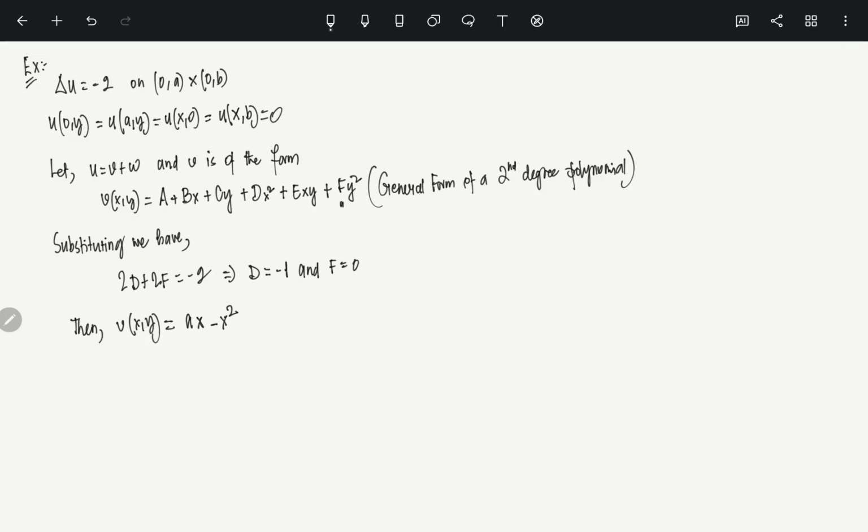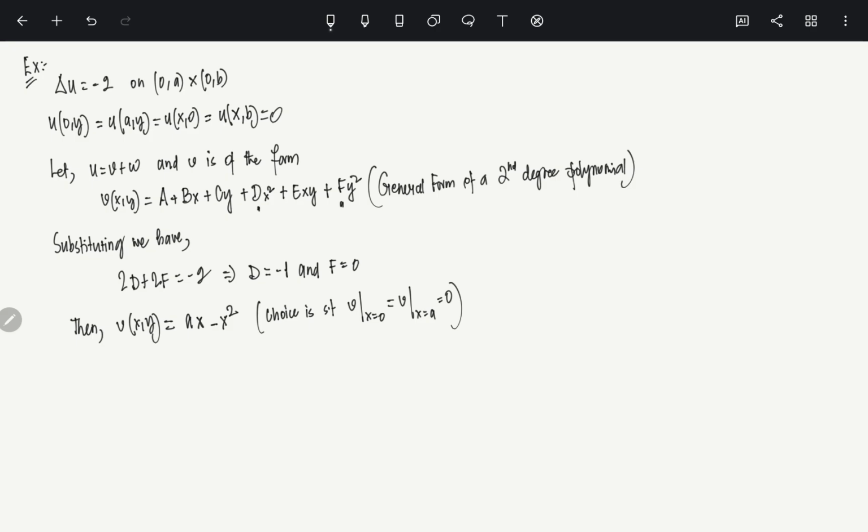Okay, see, f is 0, d is minus 1, so basically this term is gone. We only have the other remaining coefficients, which are arbitrary. I mean, they don't have any restriction on it. Clear? So what we are going to do is choose it in such a way that v becomes 0 on x equals 0 and on x equals a. This choice is such that v restricted to the line x equals 0 and v restricted to x equals a has to be 0. This is what we are choosing.